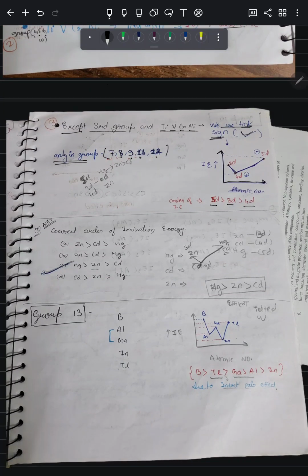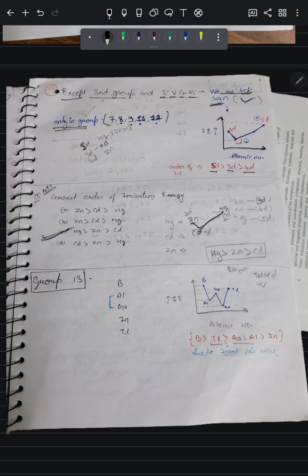And there is a question asked in NET, the correct order of ionization energy is. So according to this right trick which is applied here, this will be the right answer. So now let's go to group 13.